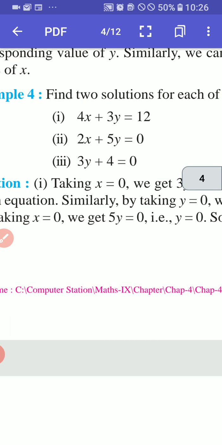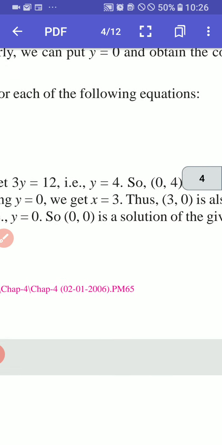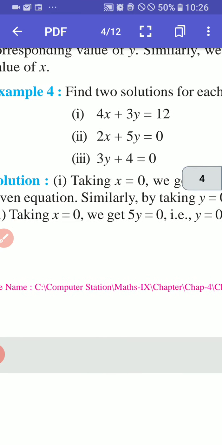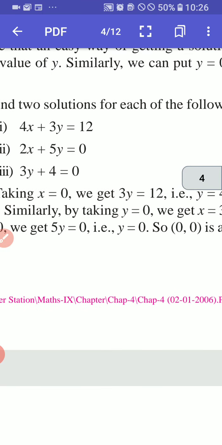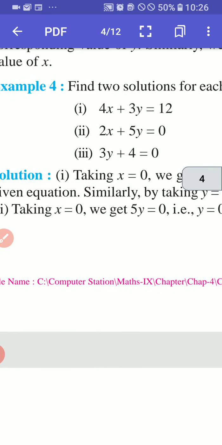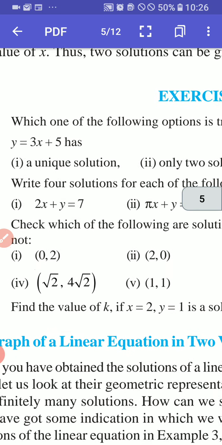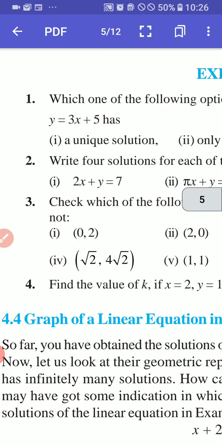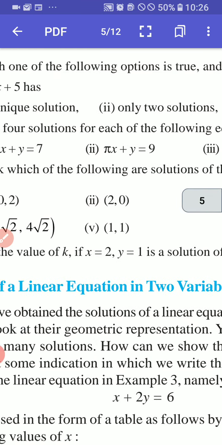Example number 4, find two solutions for each of the following equations. Like example number 3, you can find different solutions of the corresponding linear equation. Now come to exercise 4.2. First question. Which one of the following options is true and why?